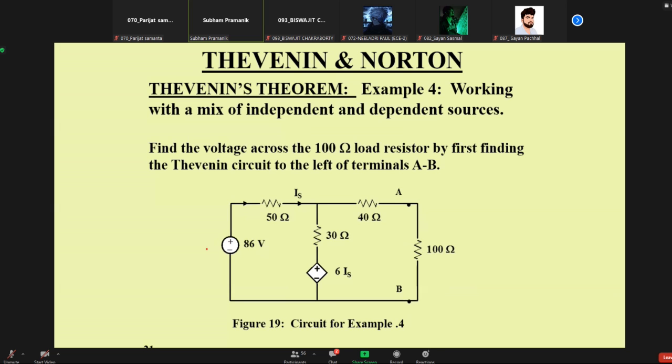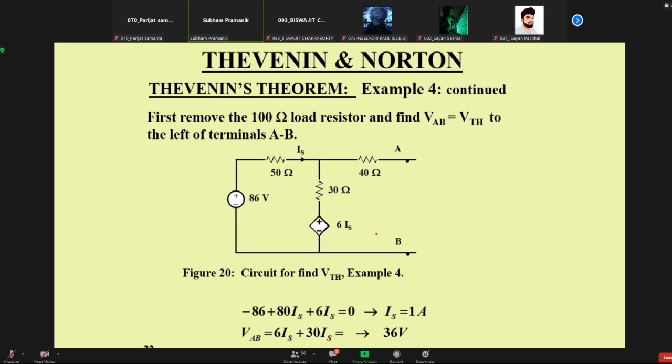As you can see here, the circuit contains an independent source and a dependent source. First read the question: find the voltage across the 100 ohm load. It is already mentioned as load. Anyway, if nothing is mentioned, if current or voltage is required across some circuit element, that is our load. So this is the load, 100 ohm. So the first step is to disconnect the 100 ohm. Here we disconnected the 100 ohm.